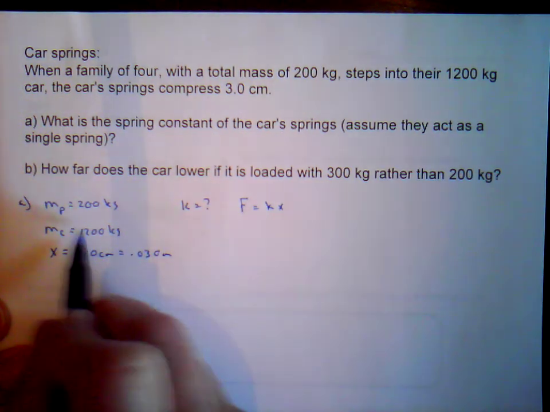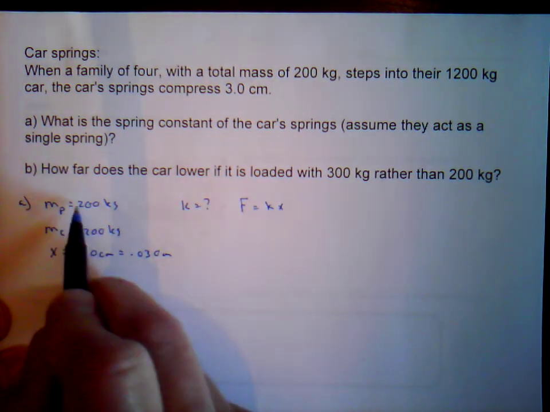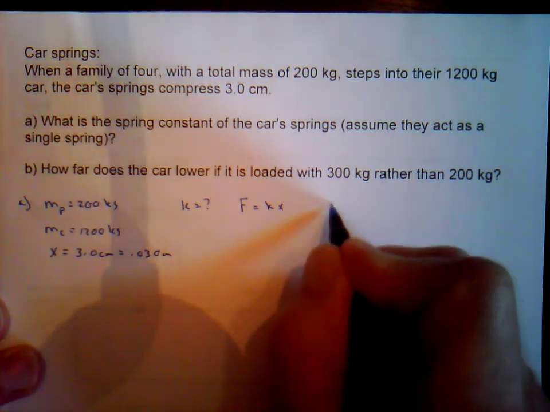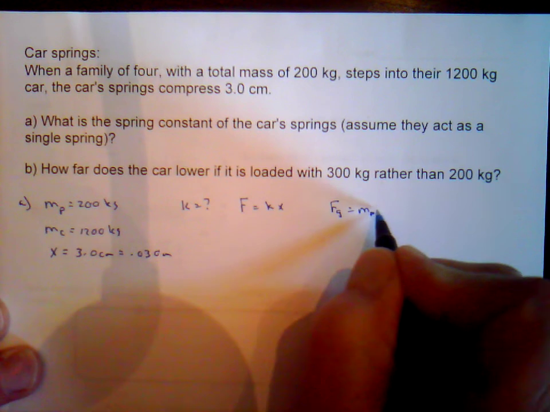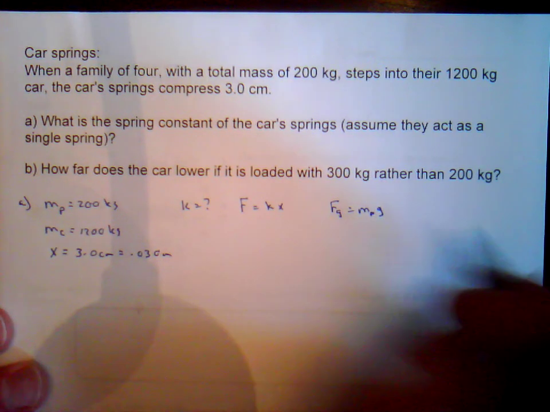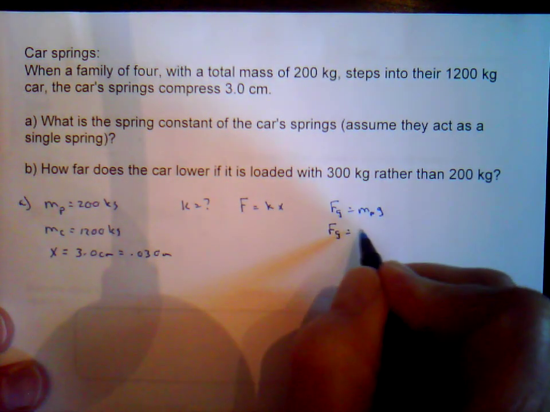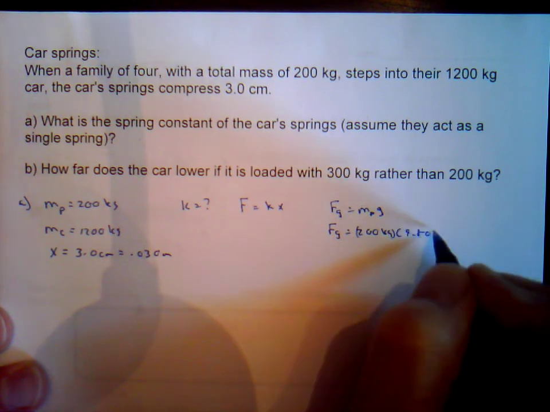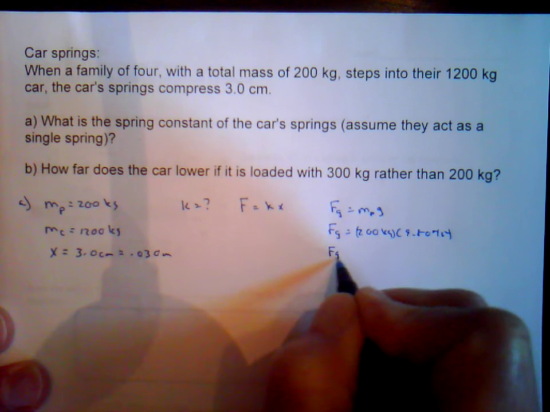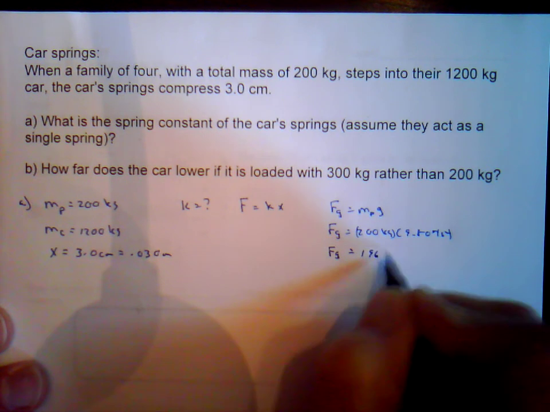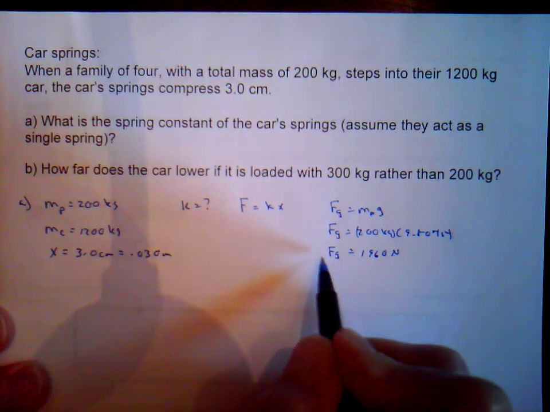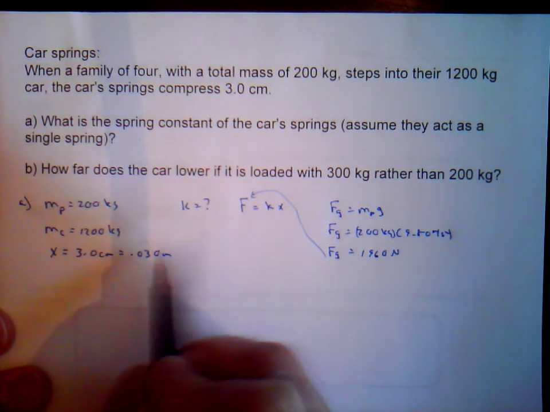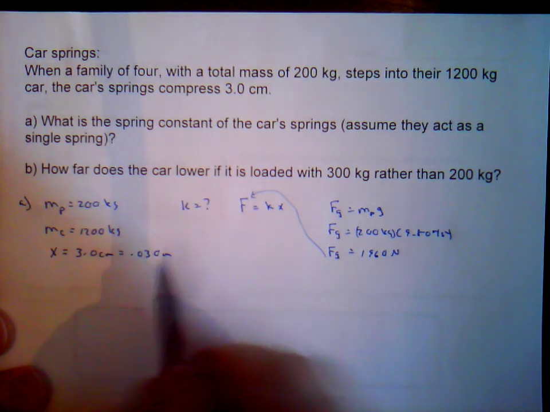We don't know the force, but we know that the weight of the people, or the mass of the people getting in the car, is 200 kilograms. So we can determine that force of gravity, which is the mass of the people times acceleration due to gravity. The force of gravity is 200 kilograms times 9.80 meters per second squared. We get that force of gravity to be 1,960 newtons. That is what we use in Hooke's law, because that is a force that causes the spring to compress that distance.